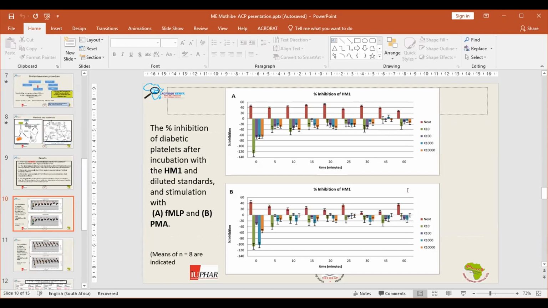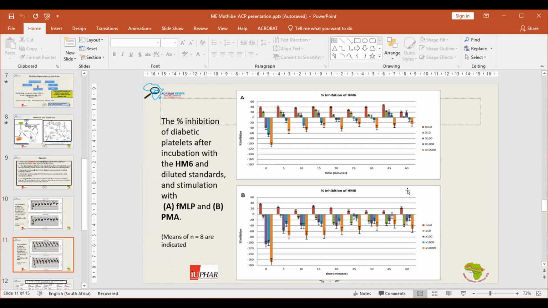I've got these 2 charts here to show the expression of the results as I described for herbal mixture number 1, which clearly shows that the highest concentration standard exerted inhibition effects on both PMA and FMLP mediated platelet activity, whereas the lower concentration standards showed stimulation effects. And in contrast, herbal mixture number 6 was different in that the 3 higher concentration standards had an inhibition effect on FMLP-mediated platelet activities.